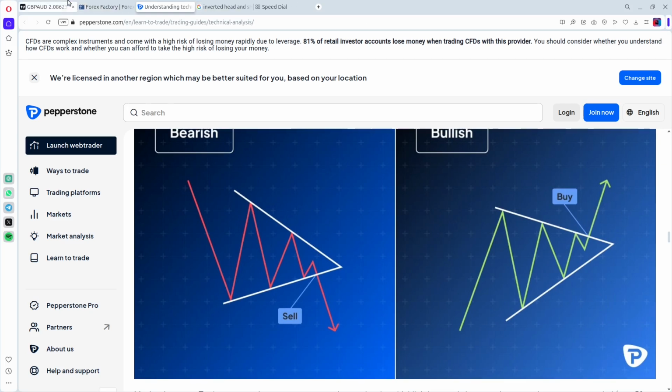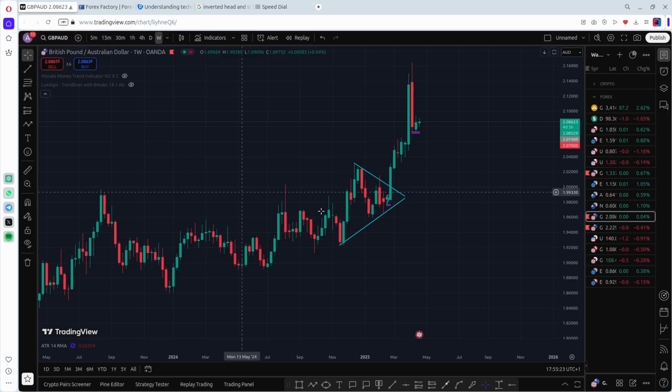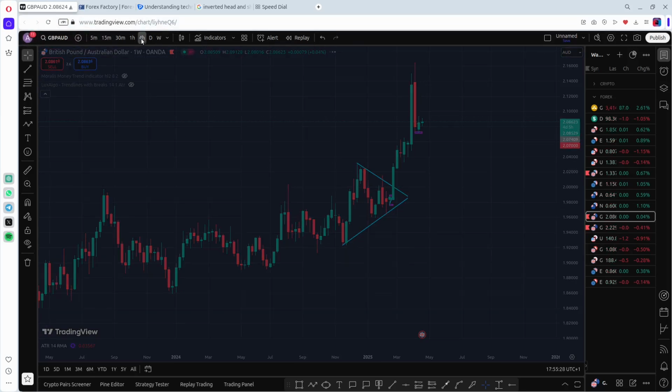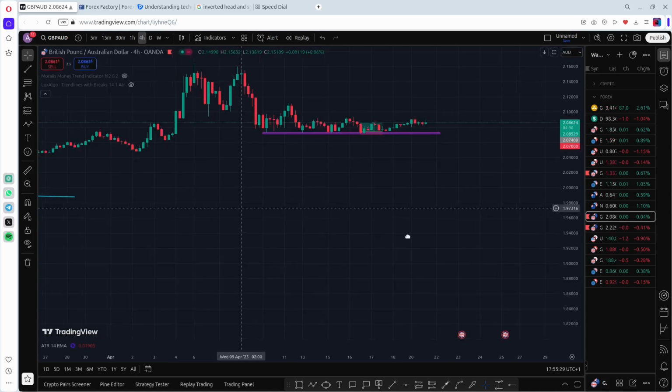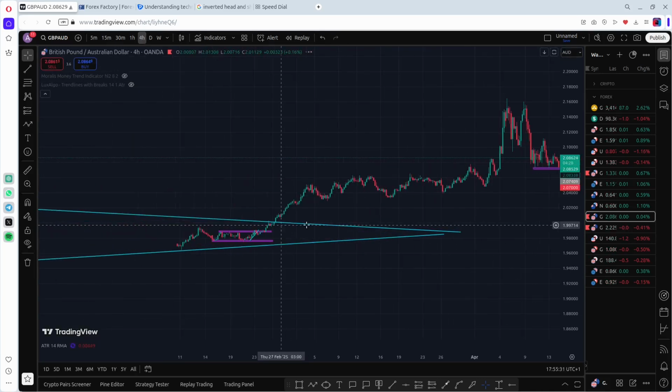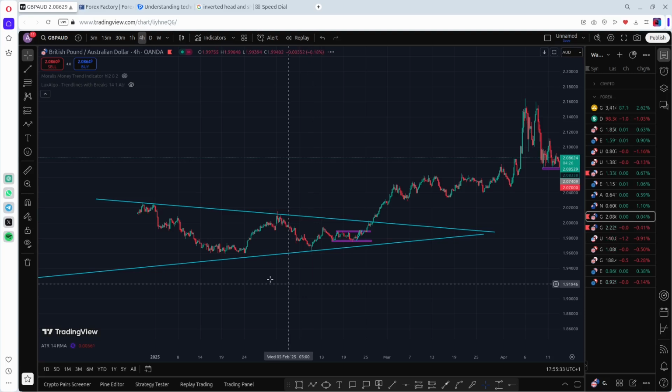Okay, so how do you identify this then? If we come to this GBP AUD, probably if I get to the 4-hour time frame to make it much more clear for us as to what's taking place here.